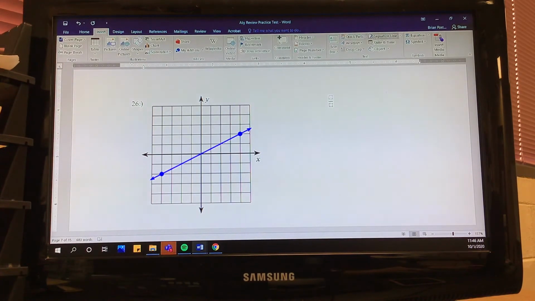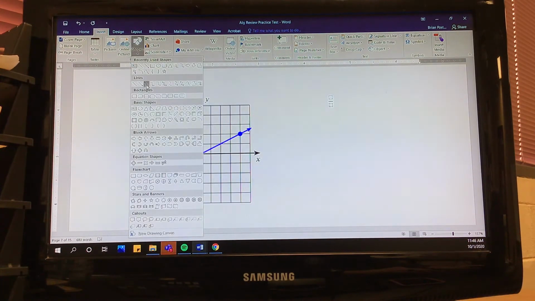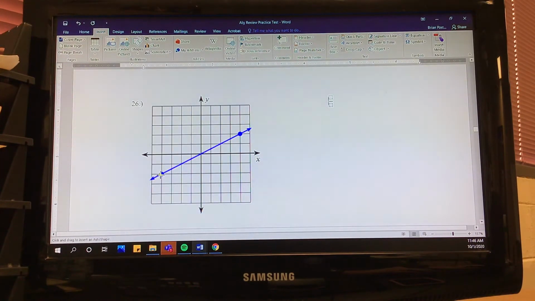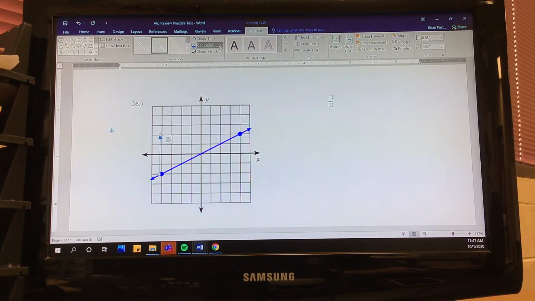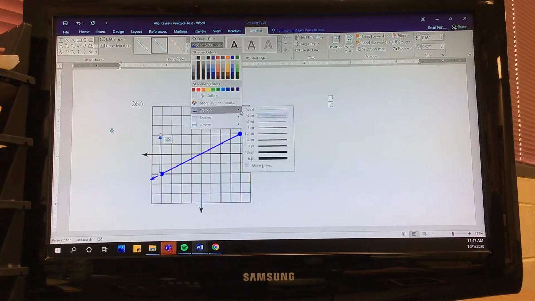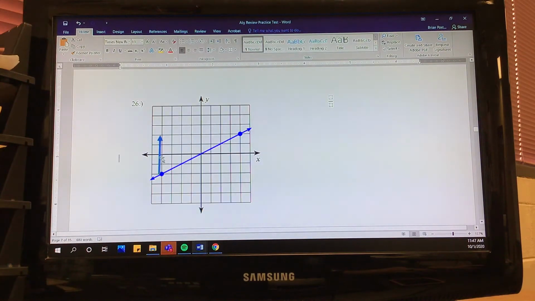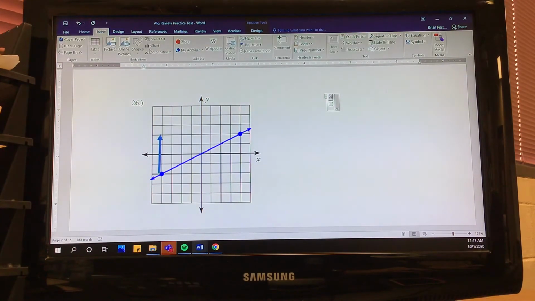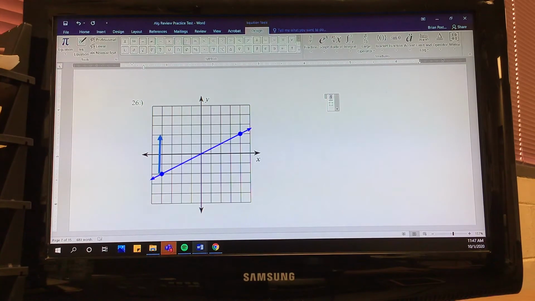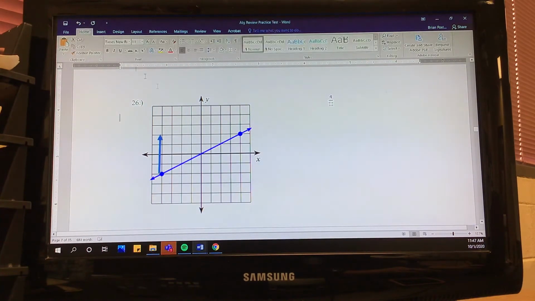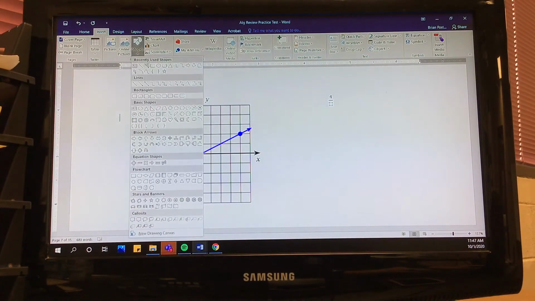So let's do some counting here. We're going to start here. It's rise over run. So we're going to rise, and then we're going to run. When we look at this one, we go up 1, 2, 3, 4. 4 is my numerator. It is a positive 4 because we're going up. Now I'm going to do the run.